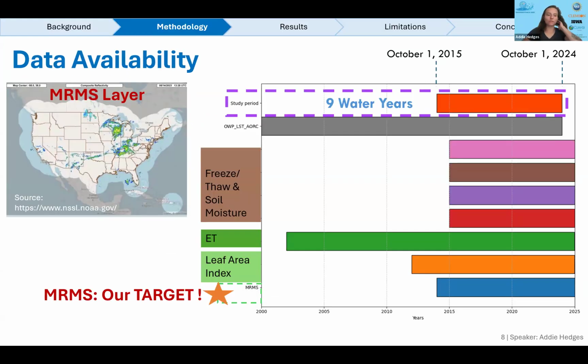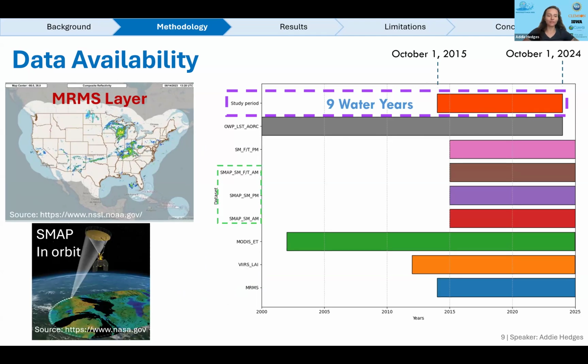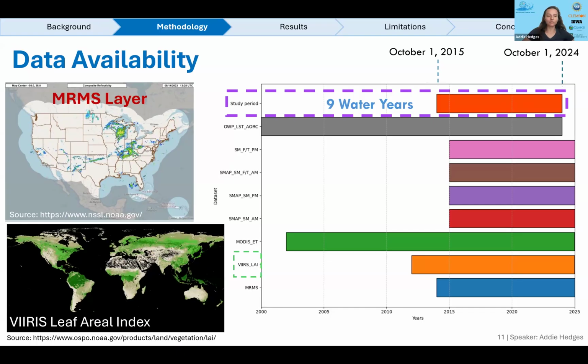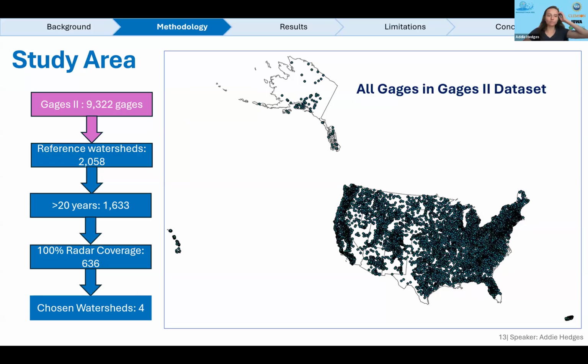So to do this, we've taken the MRMS layer, which is our target, and we have tried to determine a study period using the availability of that data, as well as freeze-thaw and soil moisture data, ET, and leaf area index. The soil moisture, the ET, and the leaf area index are all satellite data. So we have a mix of satellite and radar data. And from this, we've determined 9 water years that are in our study.